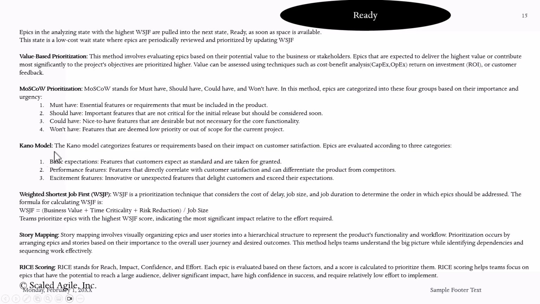And then we have the Kano model. The Kano model categorizes features or requirements based on their impact on customer satisfaction. So epics are evaluated according to three categories. We have basic expectation. These are just basic features that customers expect, just a standard, and they don't excite customers too much. Then the performance features directly correlate with customer satisfaction and can differentiate the product from a competitor.